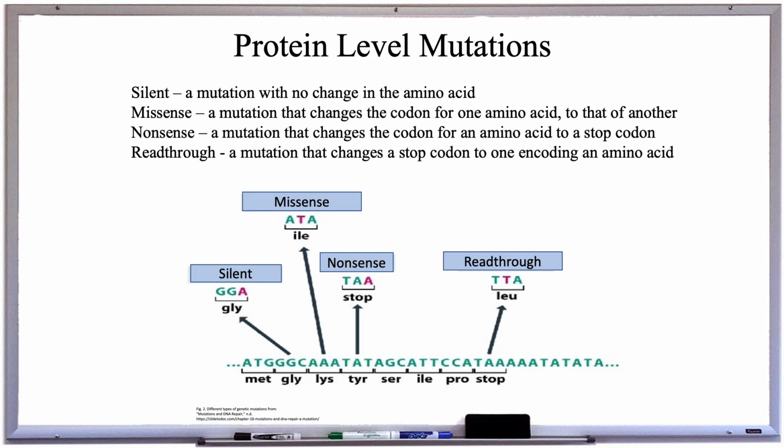Let's look at the example below. First, we go from glycine to glycine. Because the mutation codes for the same amino acid, it is a silent mutation. Next, we go from lysine to isoleucine. Because there is a change in the amino acid, this is a missense mutation. We then go from tyrosine to a stop codon. This is a nonsense mutation. Last but not least, we go from a stop codon to leucine. This is a read-through mutation.